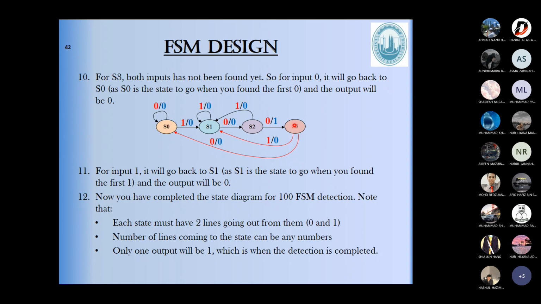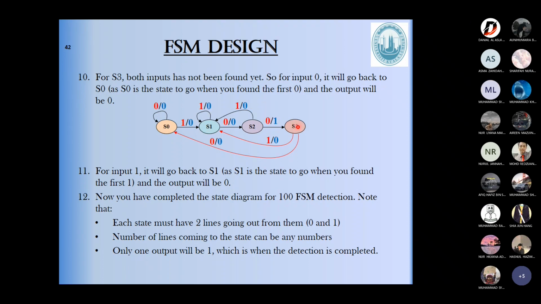Alright. Then kalau dia jumpa 1, 1, 0, 0. Okay, and then dia jumpa 1 pula. So dia jadi 1, 0, 0, dia jumpa 1 lepas tu. So maksudnya dia dah jumpa sama macam state 0, jumpa 1. Iaitu jumpa bit pertama 1. So for input 1, it will go back to S1 as S1 is the state to go when you found the first one. Okay, 1, 0, 0 and then 1 balik.